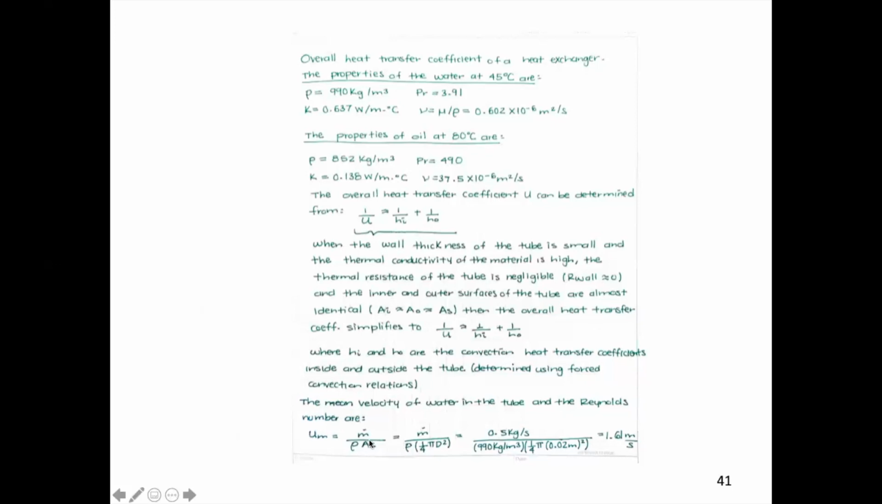So as always, we need to start with the Reynolds number, right? To determine which region we are dealing with. So I'm going to get the mean velocity of the water to calculate my Reynolds number. Mean velocity is mass flow rate divided by the density and the cross-sectional area of the pipe. What is the cross-sectional area of the pipe? Pi d squared over 4, right? It's a circular cross-sectional area. So 0.5 divided by the density that we read for the water, 990, multiplied by pi d squared over 4. So we have a mean velocity of 1.6 meters per second.